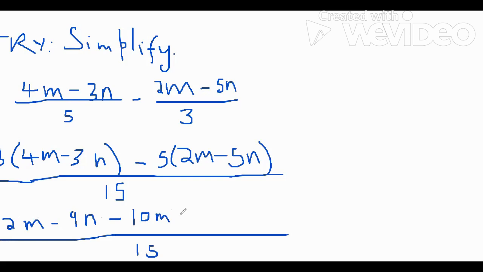Anybody want to correct her? That's wrong. Minus 25n. Plus 25. Okay, good. Why is it plus? Negative 5. Oh, negative and negative give you a positive.